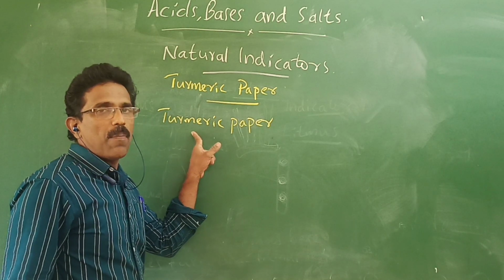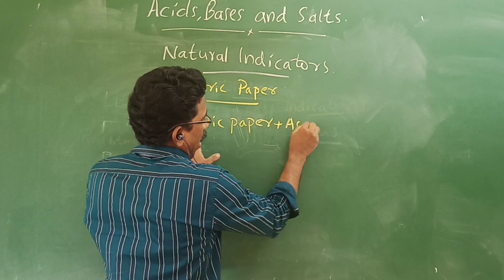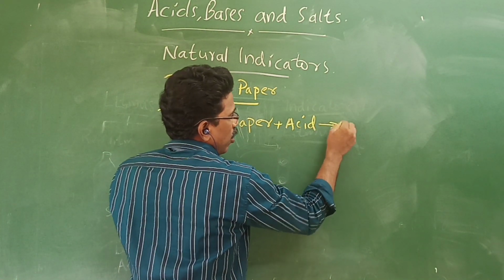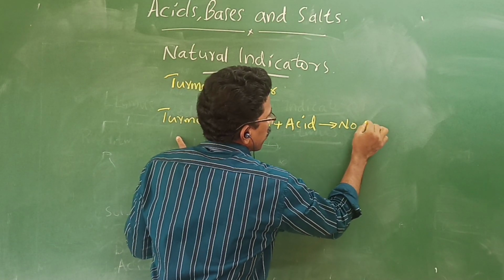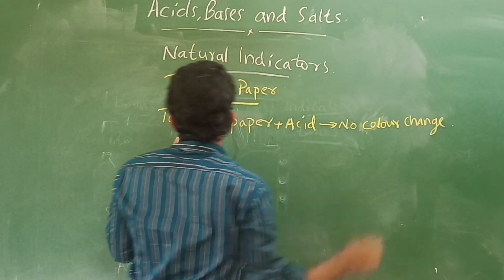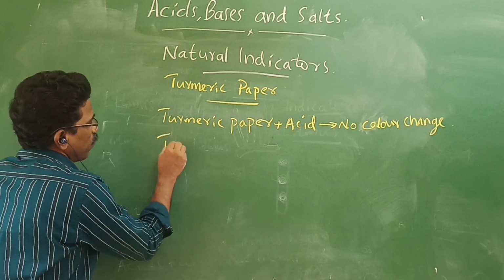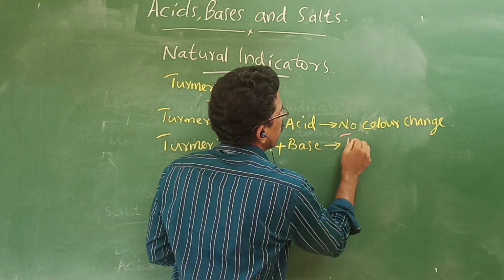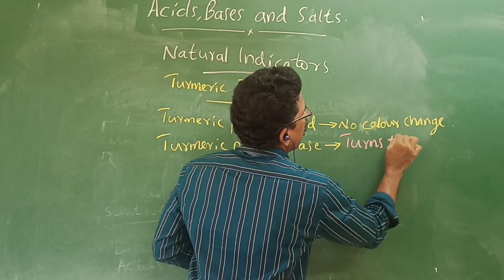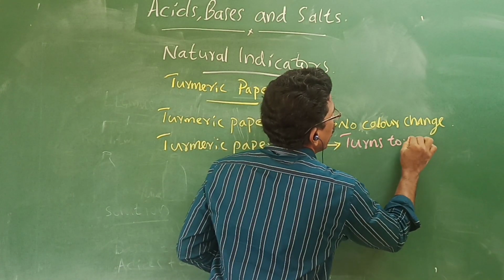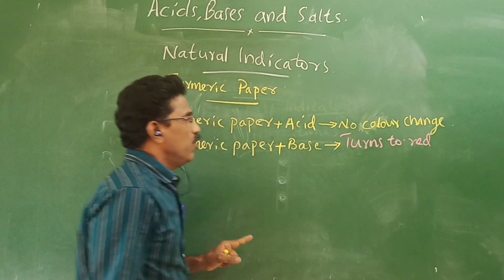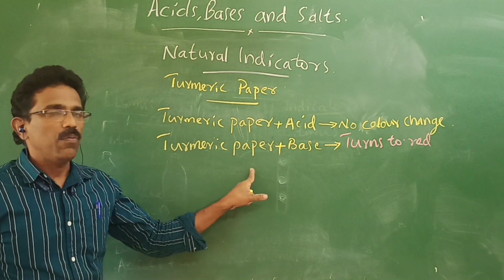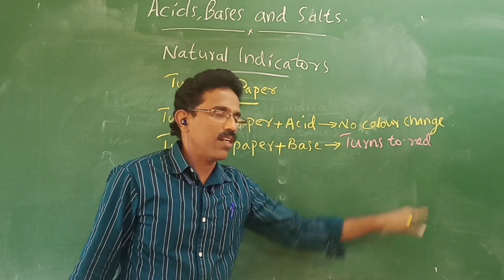If we apply acid into turmeric indicator, then there is no color change. So at the same time, turmeric paper plus base turns to red color. So turmeric indicator, turmeric paper plus base will get red color.